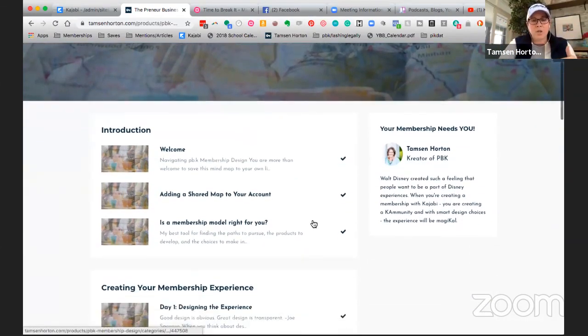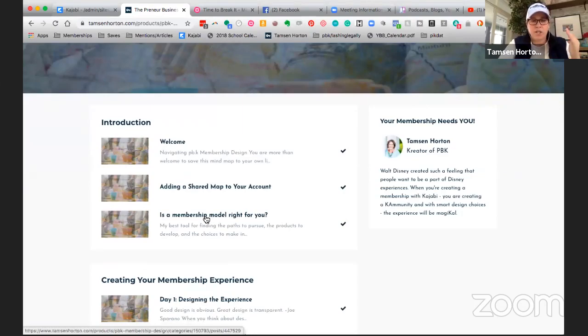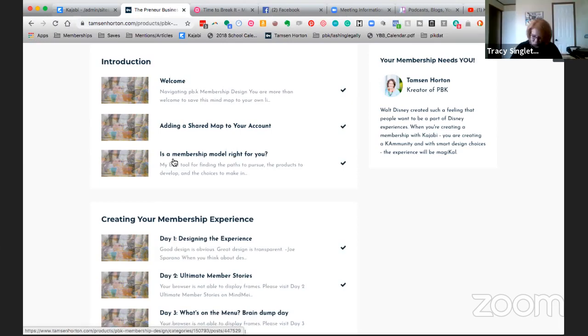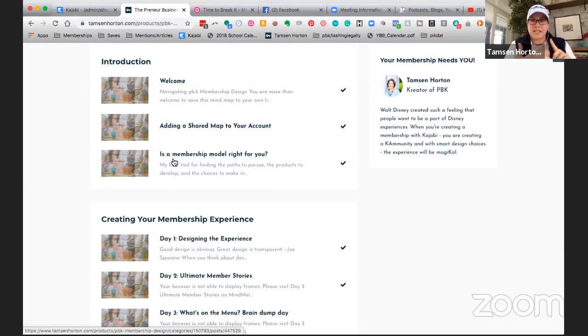So when you're in here, this is where I want to give you guys the overview of all the different pieces, because as you have questions, you'll see how they fit into different layers. The first thing I'm going to walk you through today is the membership model that's right for you, because too many people skip this step and don't understand really what their membership is going to be. They've taken someone else's course that says, hey, you need to do this, this, this, and this, and show up here, here, here, and here.